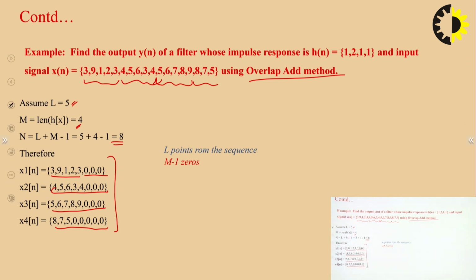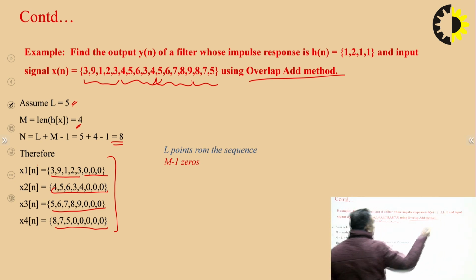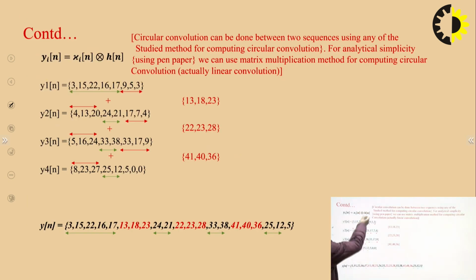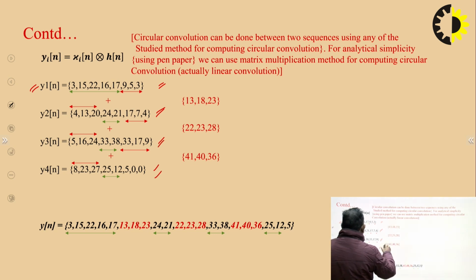Now we will convolve this x1(n) with h(n). h(n) is again of length 8, 1 2 1 1, then 4 zeros, and y1(n) is equal to x1(n) convolved with h(n). When you do this you will get this value. This again you can perform using the matrix method. So y1(n), y2(n), y3(n), y4(n), all these values we can calculate. But what about the final sequence, which is the combination of all these?